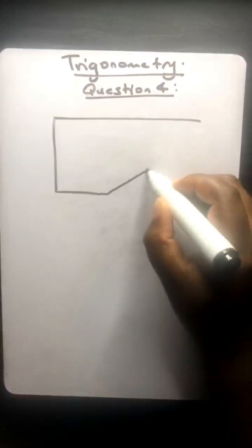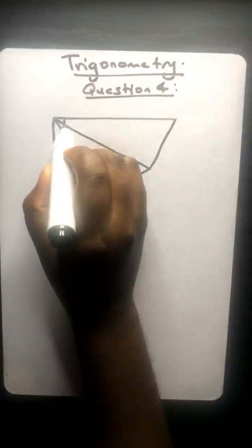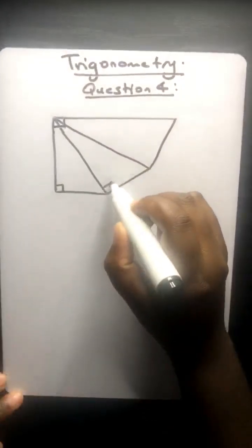Question number 4 says, in the diagram below... Let me quickly draw that diagram they are referring to. Remember guys, this is not the starting point of this chapter. I have already started with this chapter, and you might need to catch up on those lessons. I will give you a very quick recap of what we have learned previously. So this is the question that we will be doing.